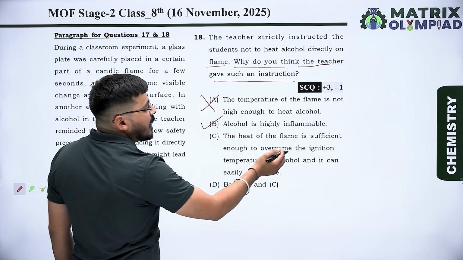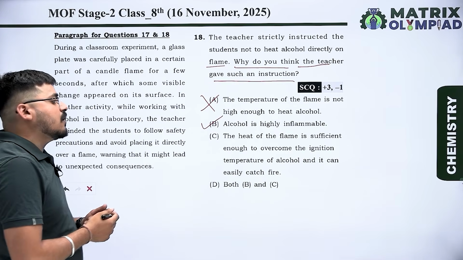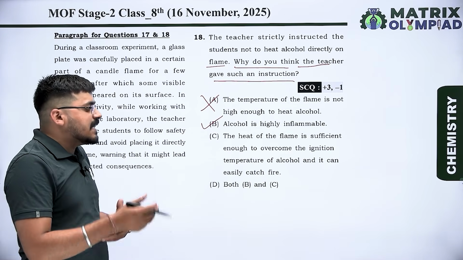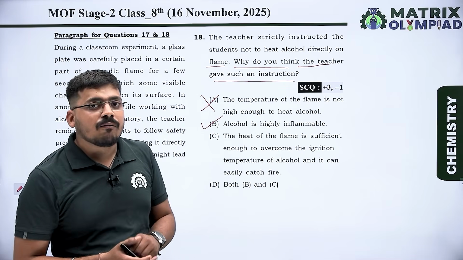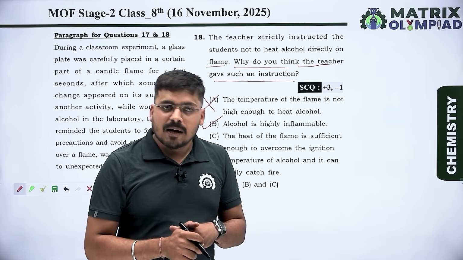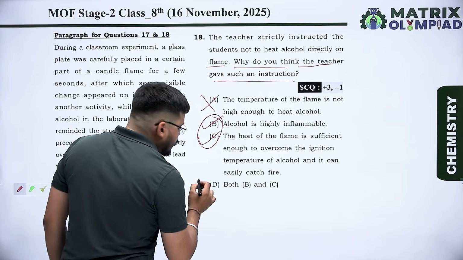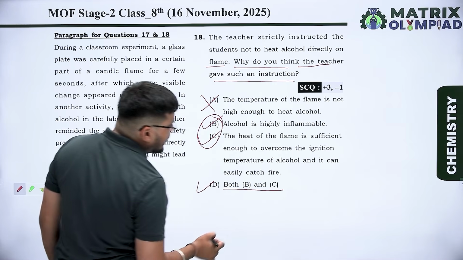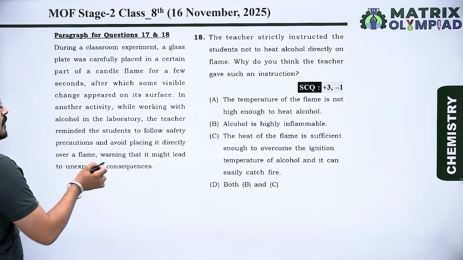The heat of flame is sufficient to overcome the ignition temperature of alcohol and it easily catches fire. Ignition temperature is the temperature at which a substance starts burning. So option number C is also correct. According to this, option number D is correct, which is both B and C. So let's move to the next question, question number 19.